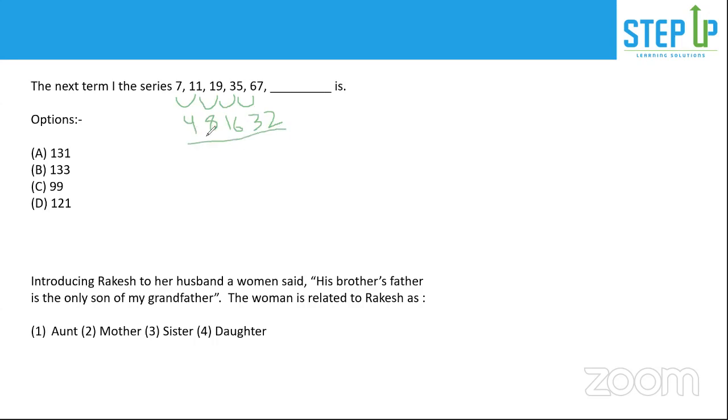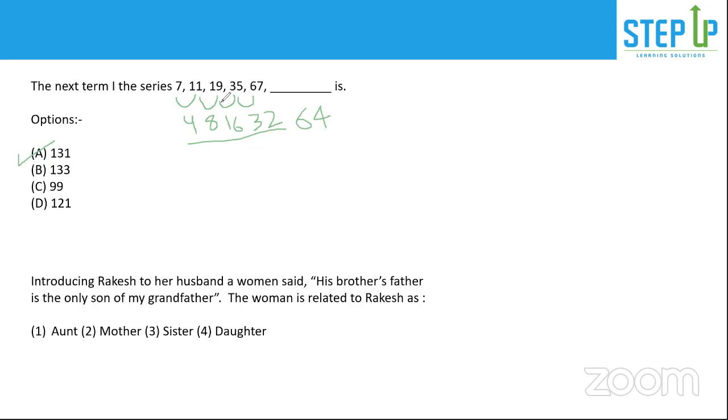That means it is 4, 8, 16, 32. That means 4 into 2, 8 into 2, 16 into 2. So the next would be 64. That means you have to add 64 to 67. How much would that be? 7 and 4 is 11, and 6 and 6 is 12, so 131. Did you guys get it? This is very simple, right? I think a lot of people are able to do this question.